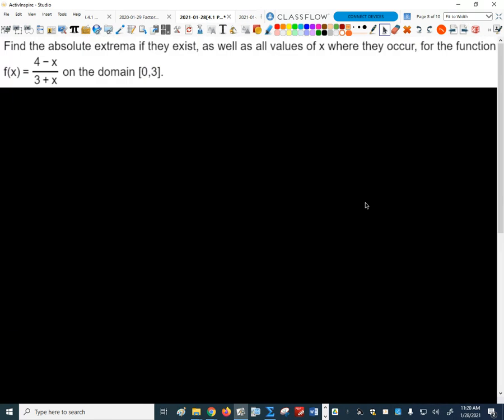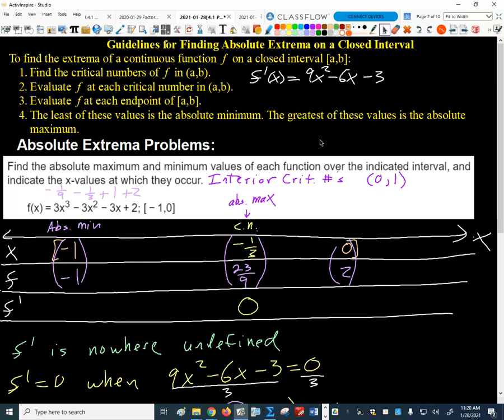Find the absolute extrema, if they exist, as well as all values of x where they occur for the function. So in other words, we just want the values of x where the extrema occur. If this question had asked what the absolute maximum and minimum values are, the absolute minimum value would have been -1, and the absolute maximum would have been 23/9. Where they occur is at x equals -1 and x equals -1/3, respectively.